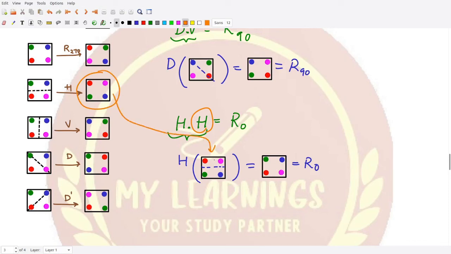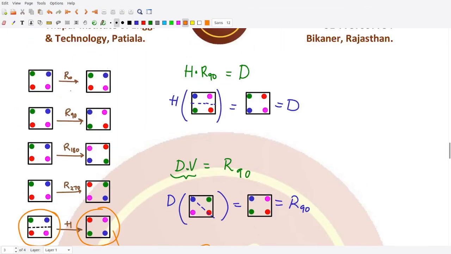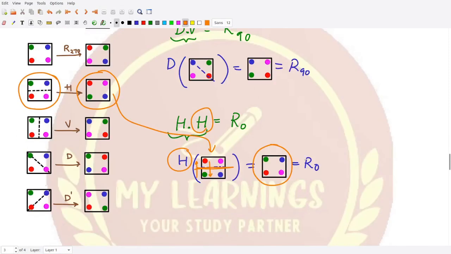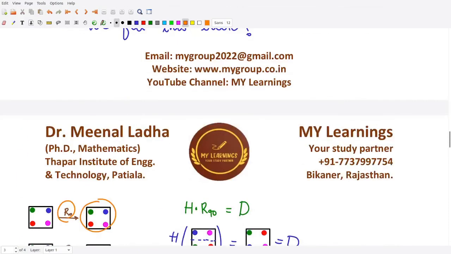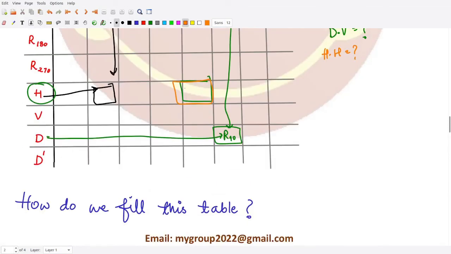For this particular square, when you apply H onto it again, you have to flip it again. When you flip it like this, this red will go here and green will go there. So you will have this square, and this square is the given initial square. This is the square which is obtained after applying the operation of R0. So the answer to this one is R0, which you can write here.